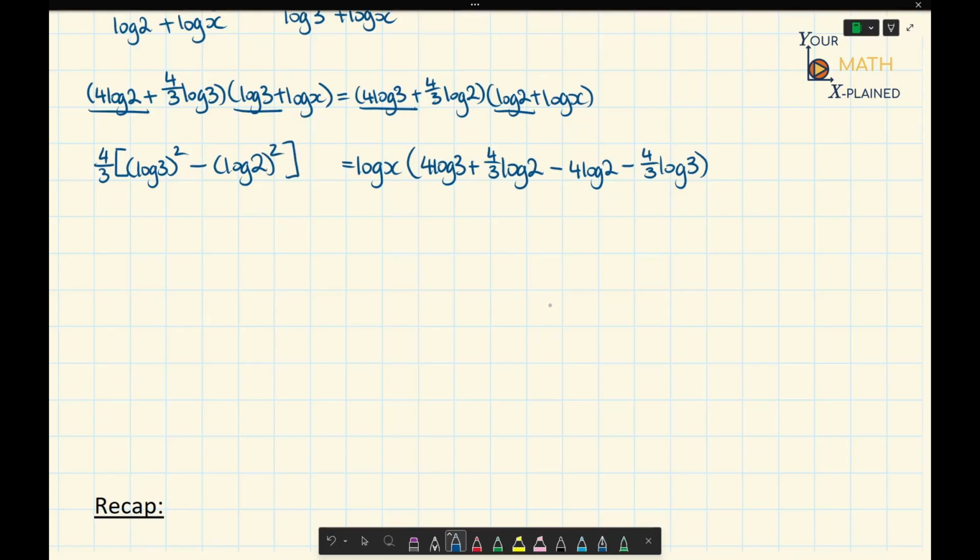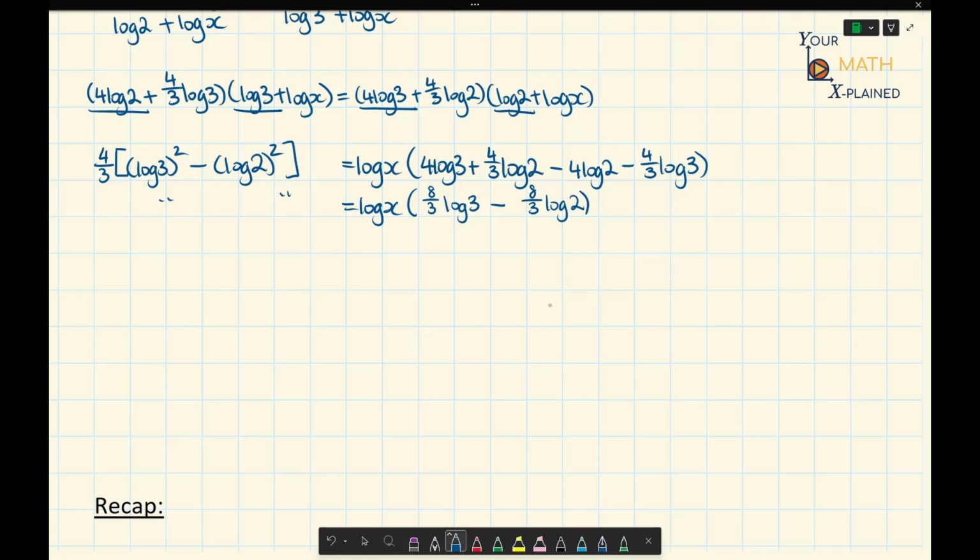So now let's go ahead and clean up the right-hand side a little bit. So we can combine the log 2's together and then combine the log 3's together. So we get this is equal to log x times 8 over 3 log 3 minus 8 over 3 log 2. And then the left-hand side stays the same, so I'm just going to write quotes for that.